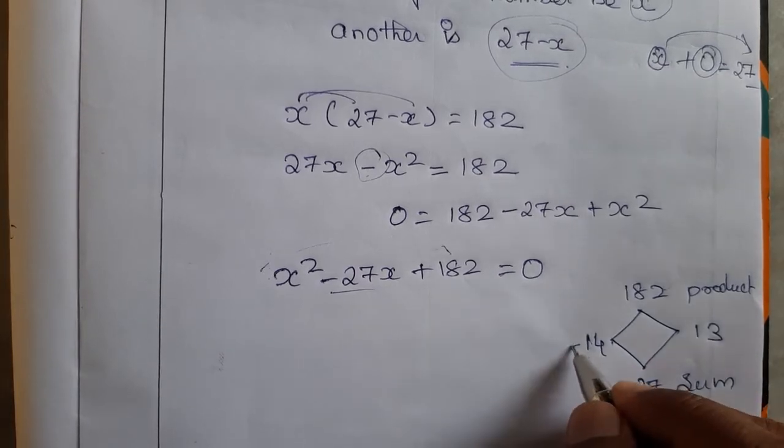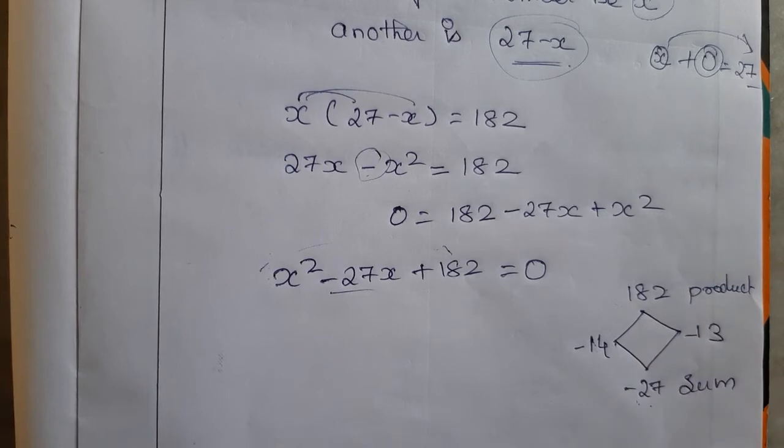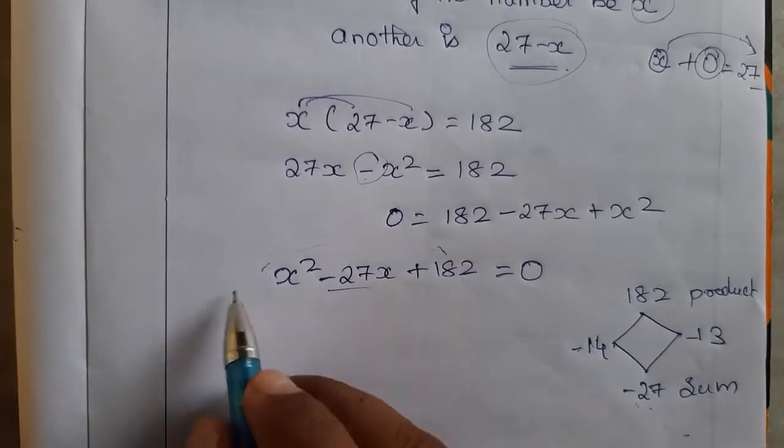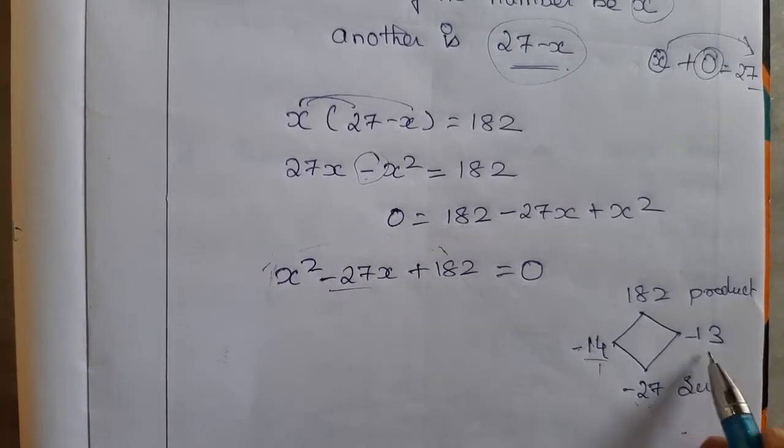Just apply minus to both. Now if you add, you will get minus 27, and if you multiply, you will get plus 182, right? Minus 14 into minus 13 is plus 182, and minus 14 minus 13 is minus 27. So here you will take more time to find the numbers. You have to spend the time and find it. Here you multiplied by 1, divided by 1, divided by 1.